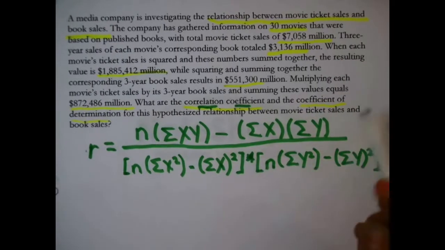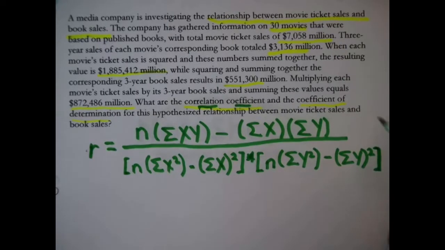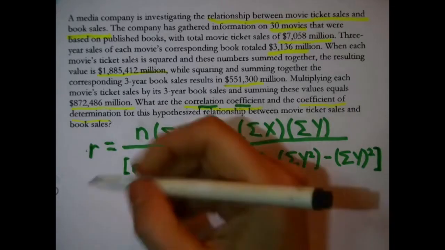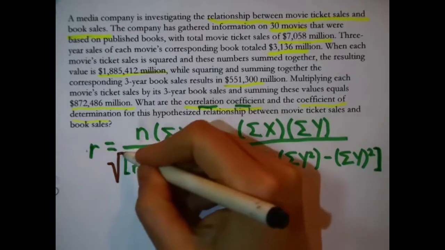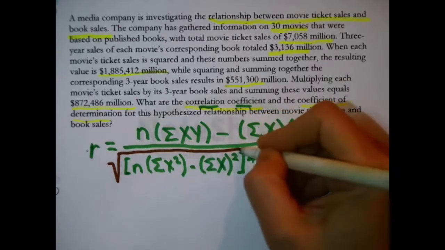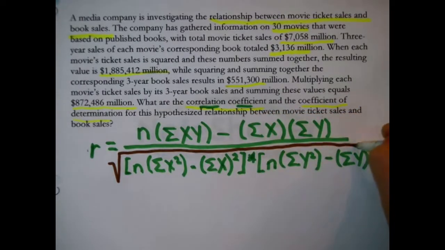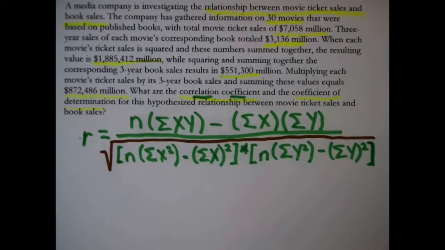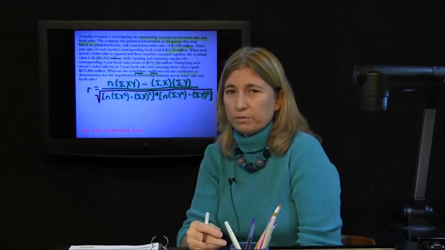That times that. Oh, wait a minute. The denominator still isn't finished yet. One of the things we have to remember about it is in the denominator, all of this is under one big square root. All right, now, we complete that formula right there, we have found the correlation coefficient. And that is exactly what the question was asking for.